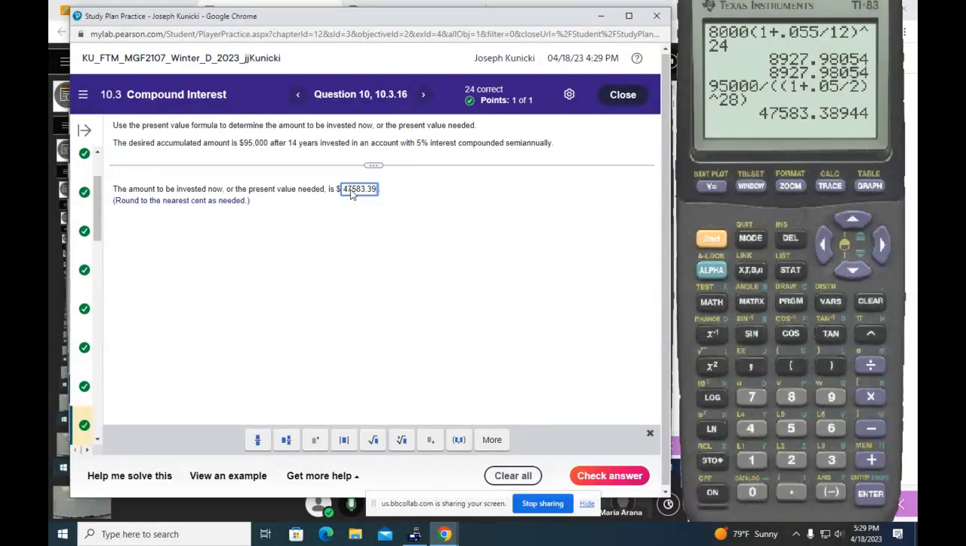It's about double. I need about half the money. Half the money would have been 47.5, right? Yeah, 47.5 would be right. So I need about half the money right now, and in 14 years it'll double.